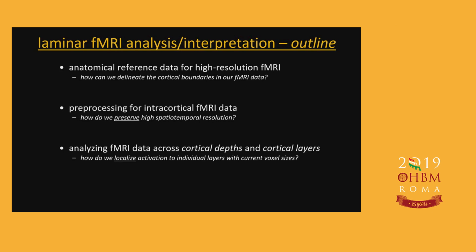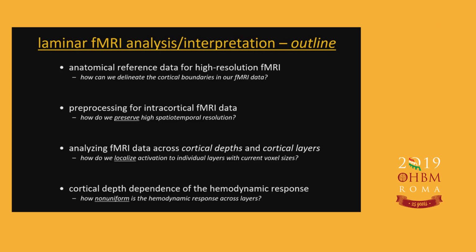Next, I'll talk about analyzing fMRI data across both cortical depths and cortical layers. These are kind of related concepts but different, and I'll define them both in a few minutes. And there I'll ask how do we localize activation to individual layers with our current voxel sizes. And finally, I think this talk wouldn't be complete without a little bit of a discussion of the cortical depth dependence of the hemodynamic response. There I'll ask how non-uniform is the hemodynamic response across layers.